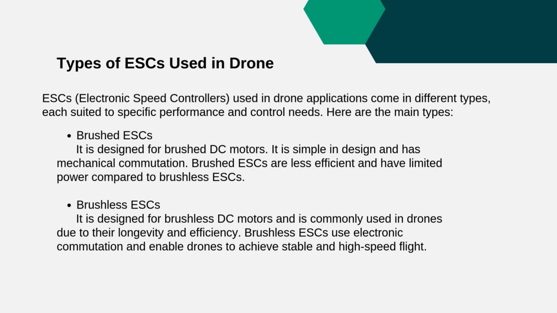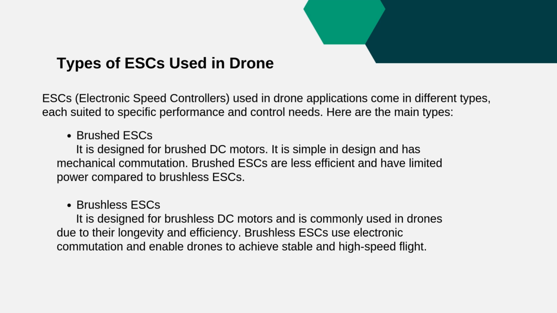Types of ESCs used in drones. ESCs, electronic speed controllers, used in drone applications come in different types, each suited to specific performance and control needs. Here are the main types: Brushed ESCs. It is designed for brushed DC motors. Brushed ESCs are less efficient and have limited power compared to brushless ESCs.